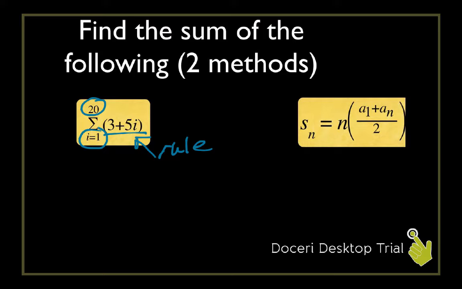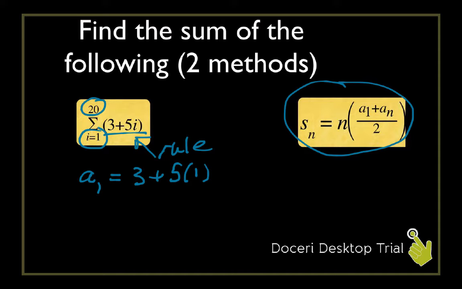So what I'm going to do is take everything and plug it into the formula that gives me the sum over here. So what is the first term? Well, a sub 1 is going to be equal to 3 plus 5 times 1. I'm just putting in 1. This example uses i, but usually it's like k or something. But you just plug in the 1. That'll give you the first term. This is 3 plus 5, which is 8.